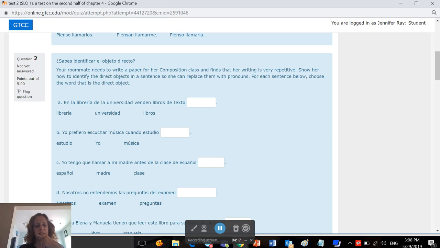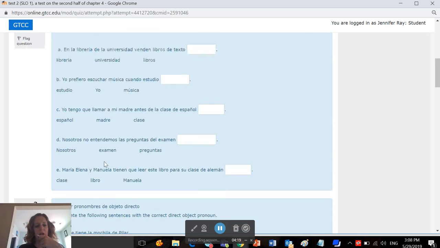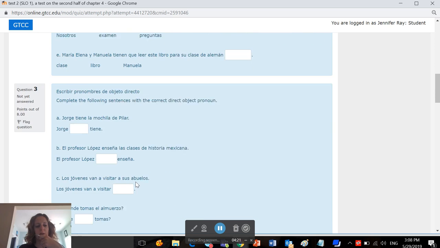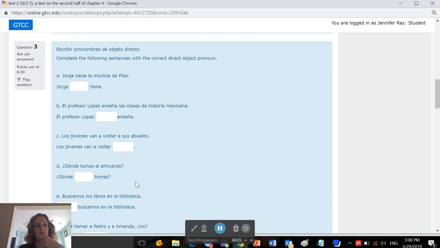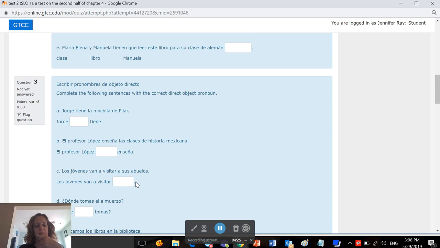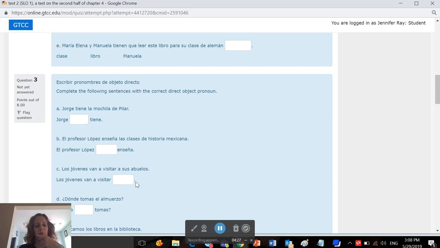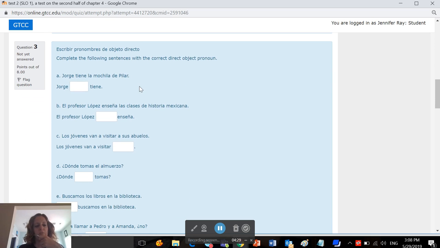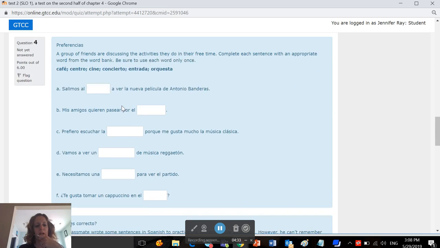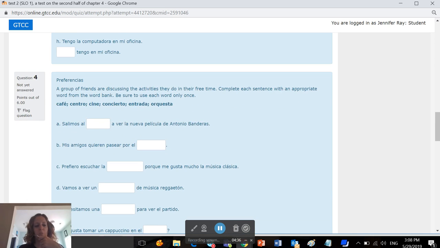So you'll read each of the sentences below and decide which of these words is the direct object. Here, you're going to complete the following sentences with the correct direct object pronoun. You're going to identify the direct object again, but this time you're going to plug in the pronoun into the spaces provided. Here's vocabulary. A group of friends are discussing the activities they do in their free time.